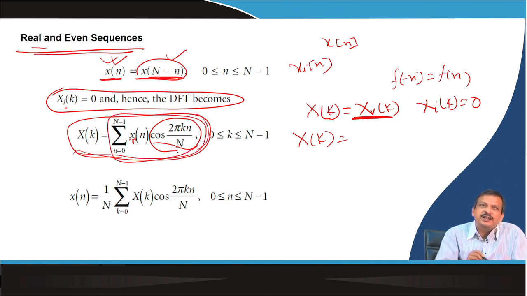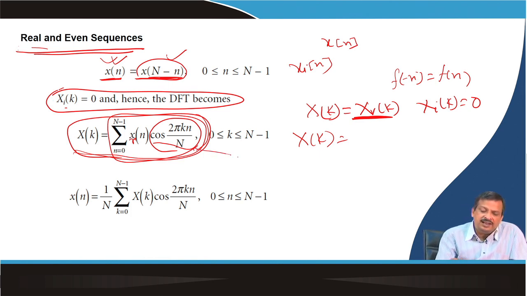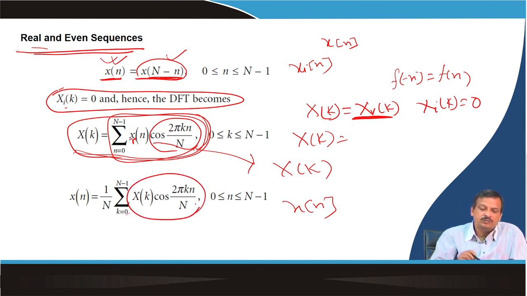So there is no imaginary part, only the real part, which is equivalent to the discrete cosine transform. Later on we will come to that part. Similarly, if I take the inverse DFT of this X of k, I will again get back the signal, which is nothing but 1 by N sum of X of k cos. Okay. So this is when the sequence is real and even.